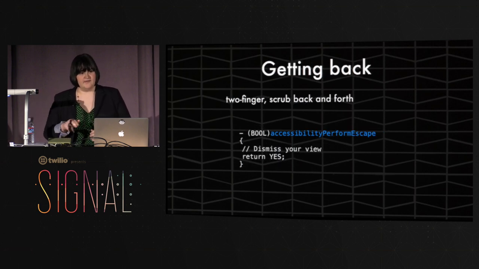In iOS 7, we got that really nice slide to go back when you slide from the edge of the screen. This is the equivalent of how you do it in VoiceOver. It's a two-finger scrub back and forth. If you've presented any sort of view in a custom way, and it's not properly pushed onto the nav stack, then this is a good way to dismiss your view.